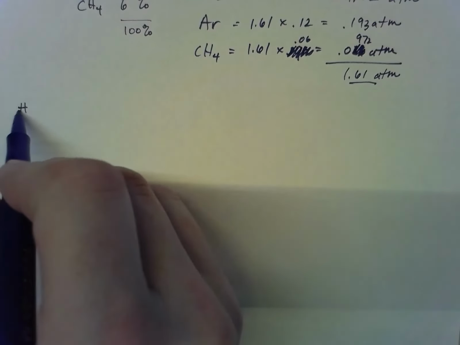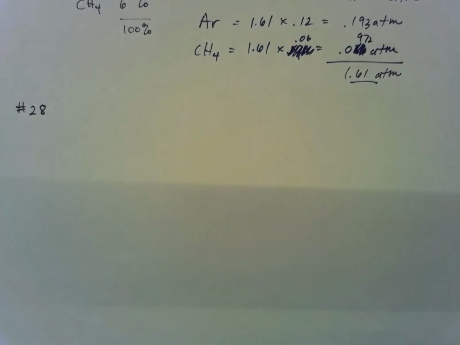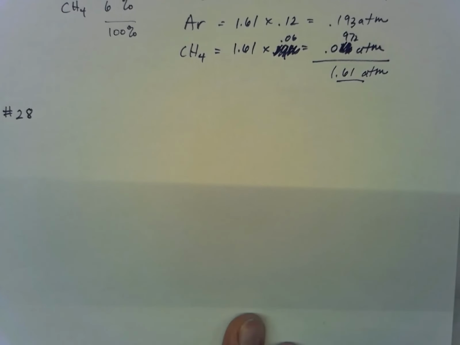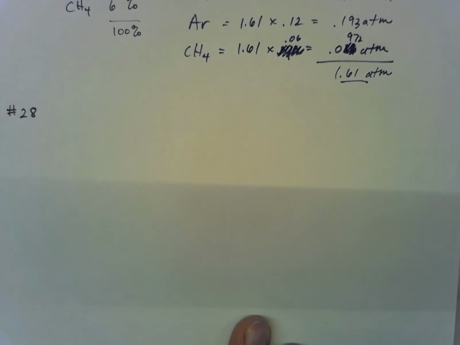Now let's look at number 28. I expect this is going to be a little bit more difficult because I got more feedback on this one. All right, when zinc reacts with sulfuric acid, the reaction products are zinc sulfate and hydrogen gas, according to this equation. That's sweet of them. They provided it for us.